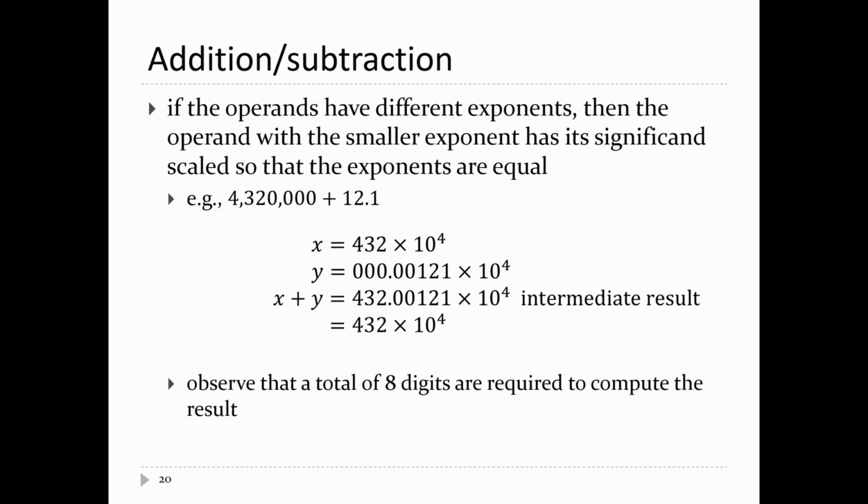Now you add the two numbers, so you get 432.00121 times 10 to the 4. I can only use 3 digits in our floating point format, so I'm stuck with 432 times 10 to the 4. I lose the 00121 in this case, and that's my final answer. Notice that when you try to add these two numbers, you actually need 8 digits to compute the sum. I need all 8 of these digits to get the correct sum. My floating point format's only got 3, and so we end up with this problem when you try to get the final value.